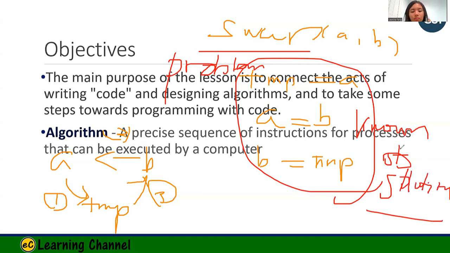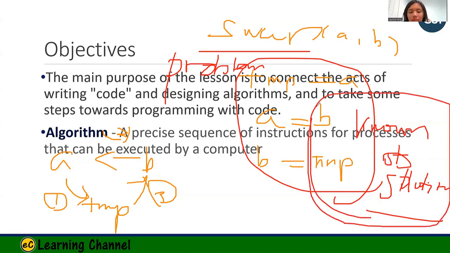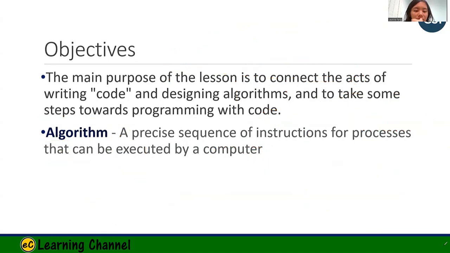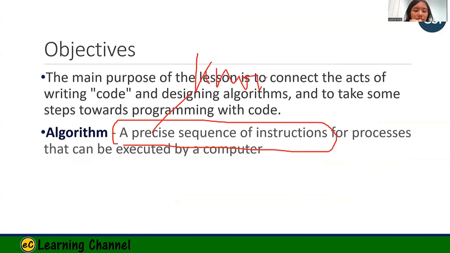Is that okay? So this kind of known solution, we call it an algorithm. It's a precise sequence of instructions. Precise means that we already know that these are 3 steps you do swap. That's already known. Somebody already solved it. It's a solved problem that you actually call an algorithm. Is that okay?